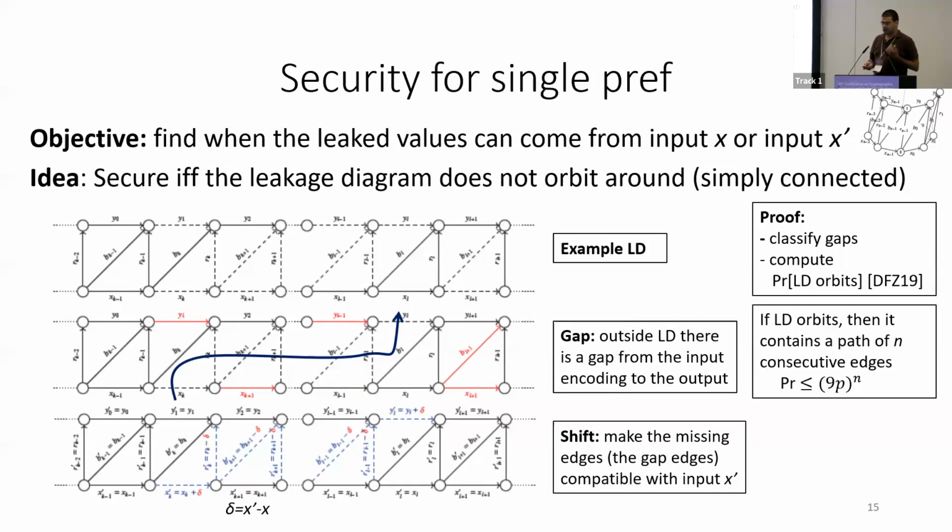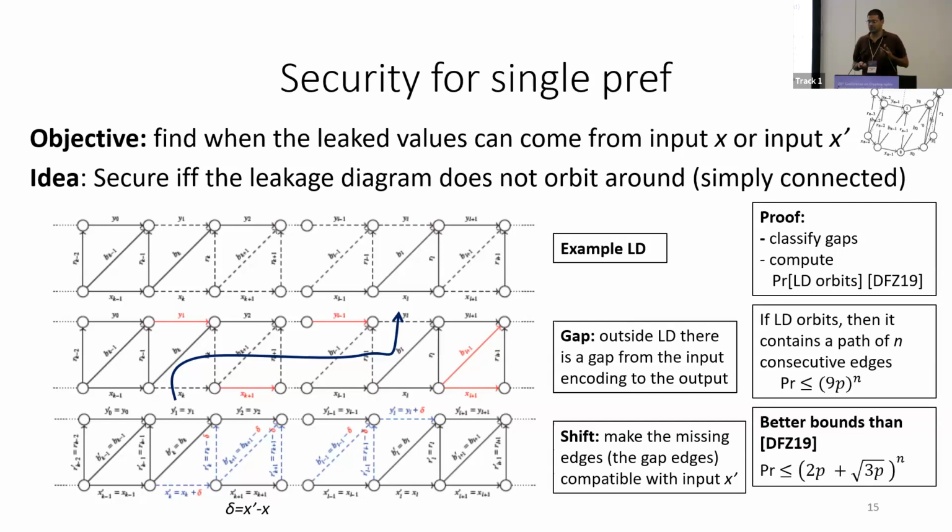In this case, we use an idea from Zembowski-Talius 2019, which says that if the leakage diagram orbits, we need at least to have n consecutive edges. And we can easily bound the probability that we have n consecutive edges in the leakage diagram by 9p to the nth power. This is a better bound with respect to that work because we are using p and not square root of p as them.